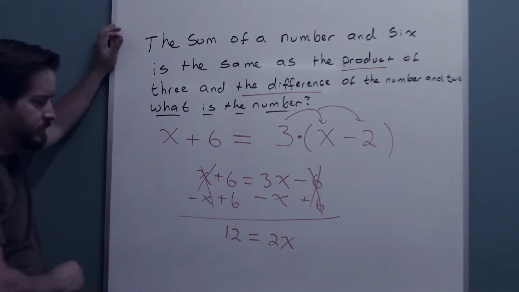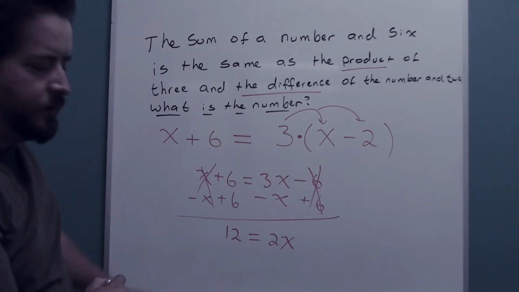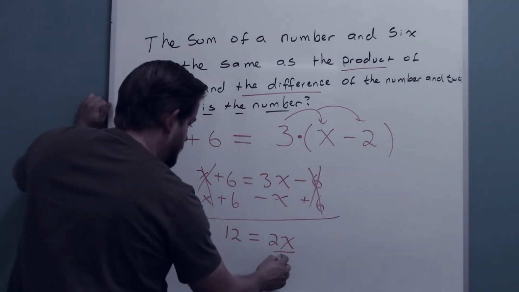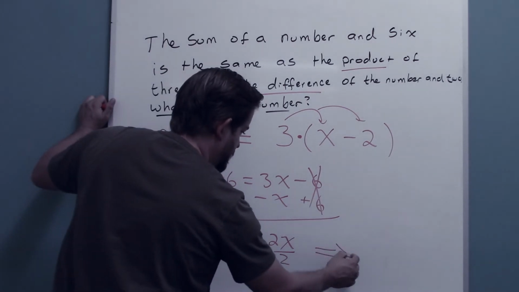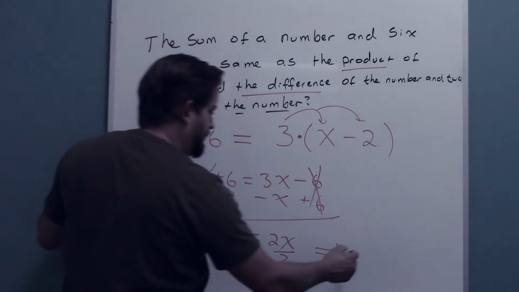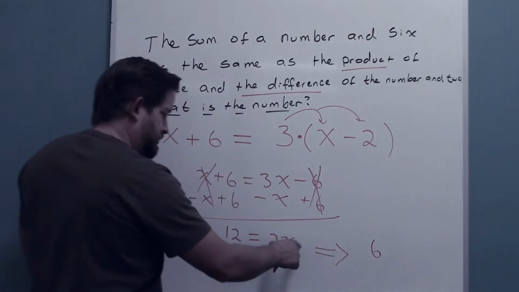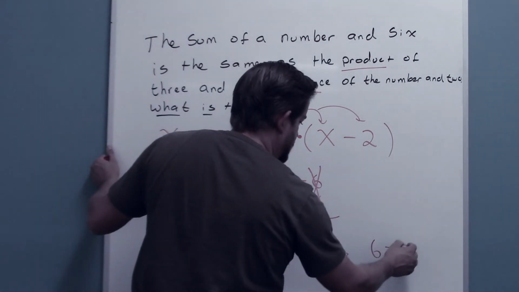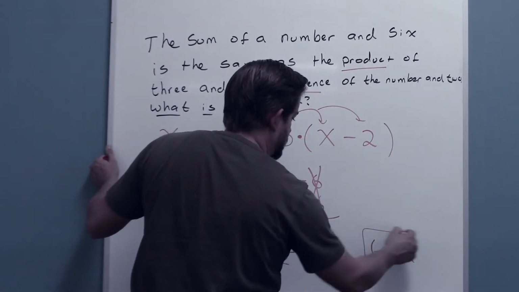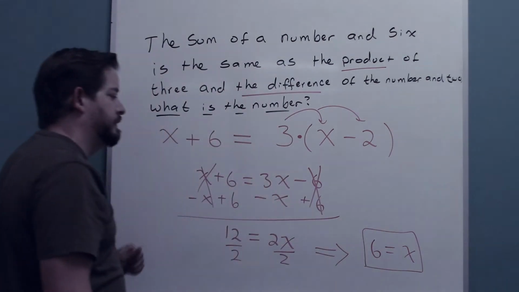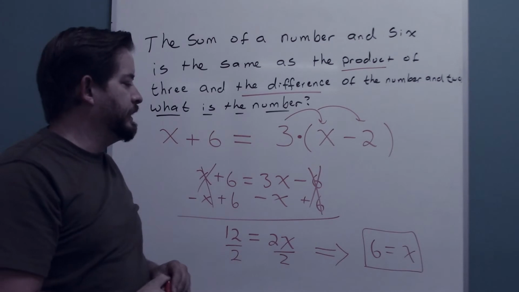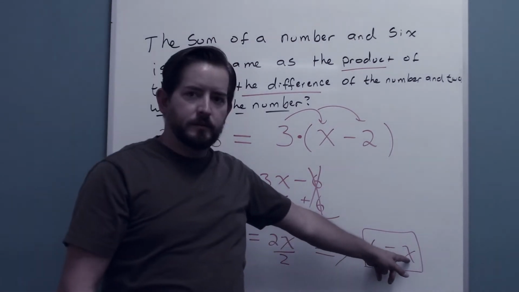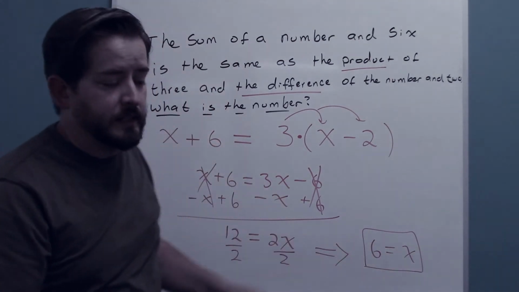Right? And you can see that if I divide each side by 2, then I have 12 divided by 2 is 6. 2x divided by 2 is just x. And I've solved it. Right? There are no terms that I have to turn this into other than the unknown number was 6, right? And that's my solution.